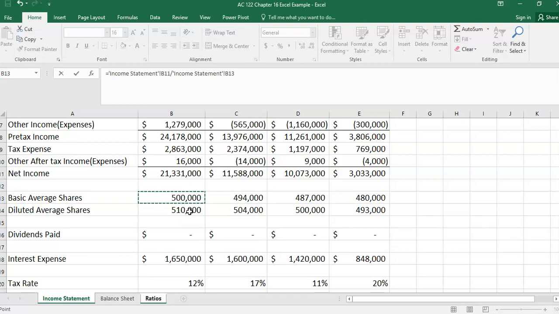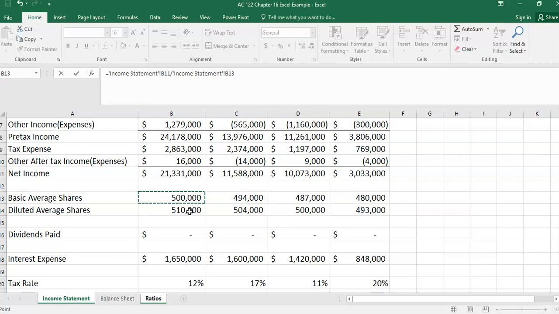Different examples of stock options, if you can remember from Principles 1, are convertible bonds. These are bonds where, instead of receiving the cash for the bond investment, the owner can choose to convert that into a number of stock shares. Another example of diluted average shares would be that instead of cash bonuses to our employees, we give them the option to buy stock. And if they take that option, they get shares instead of getting cash.